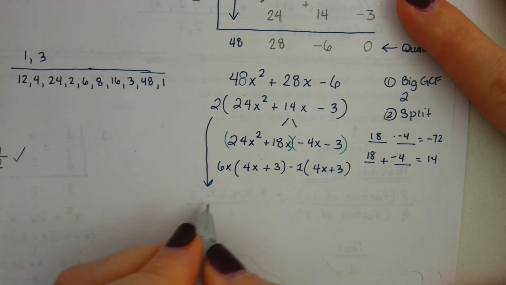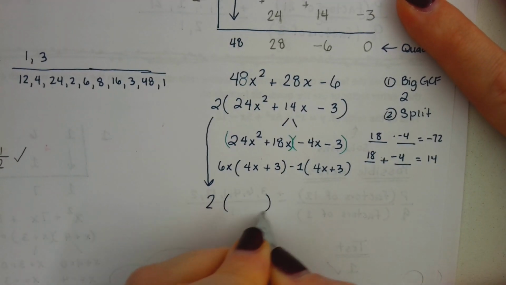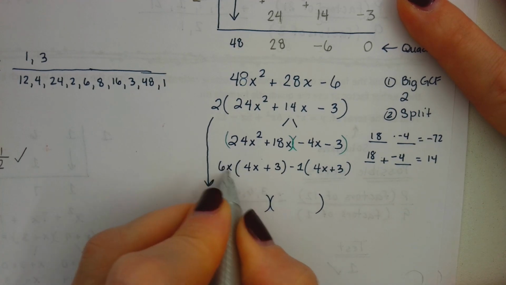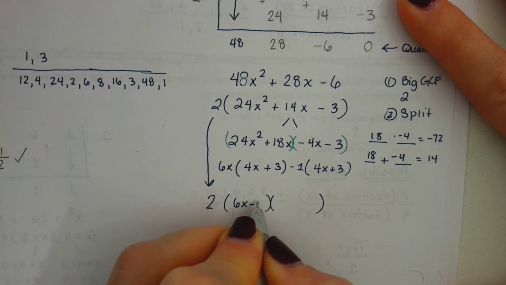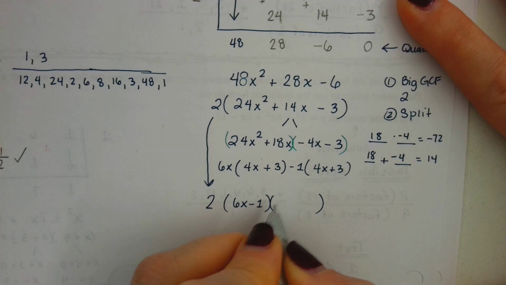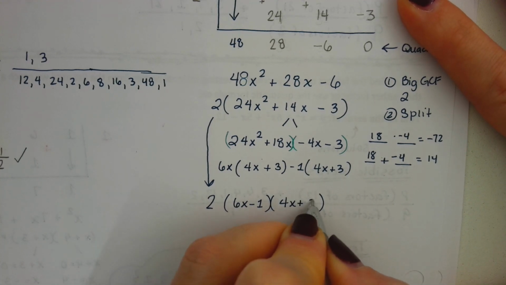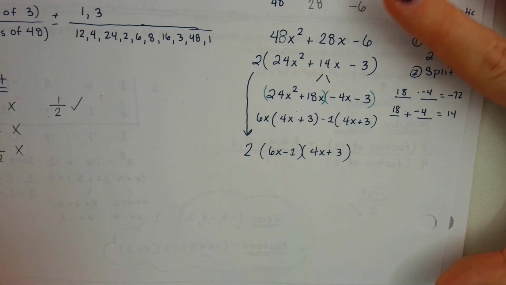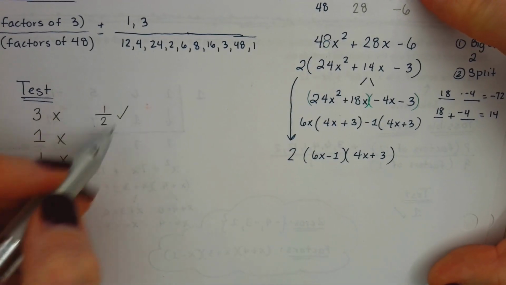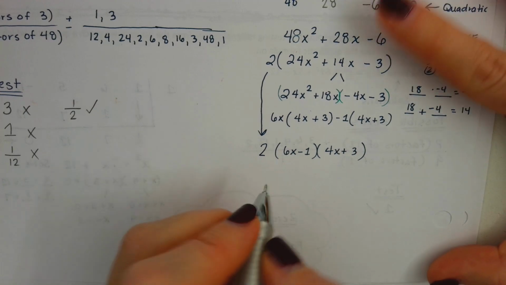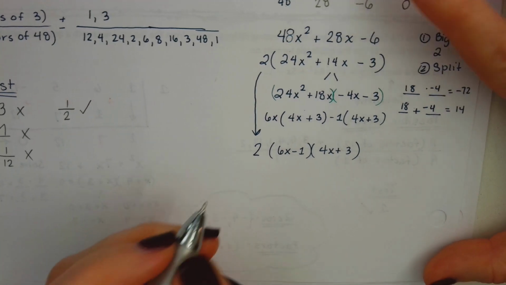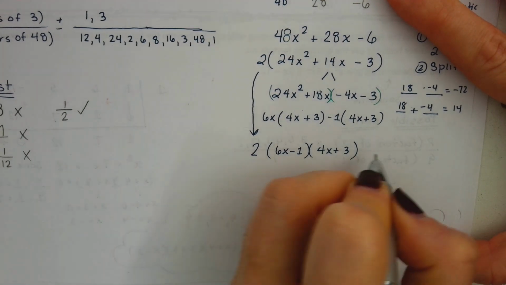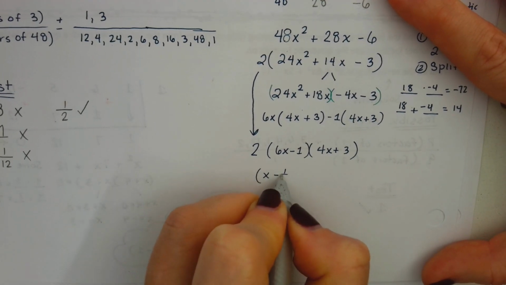Okay. I'm going to bring down my big GCF, and then I'll have 6x minus 1. And 4x plus 3 would be the other factor. And then we're missing one. The one we're missing is this 1/2 right here. The factor that would create that, we're going to work a little magic with it. You're going to see a little bit of magic happen. That factor is x minus 1/2.